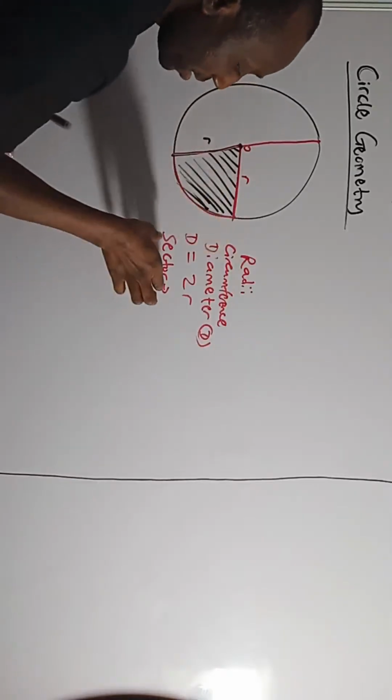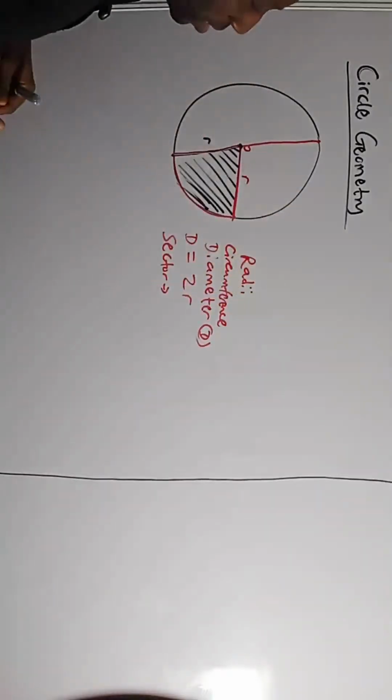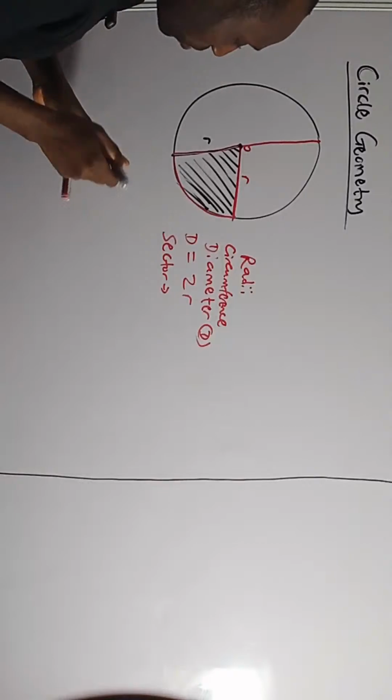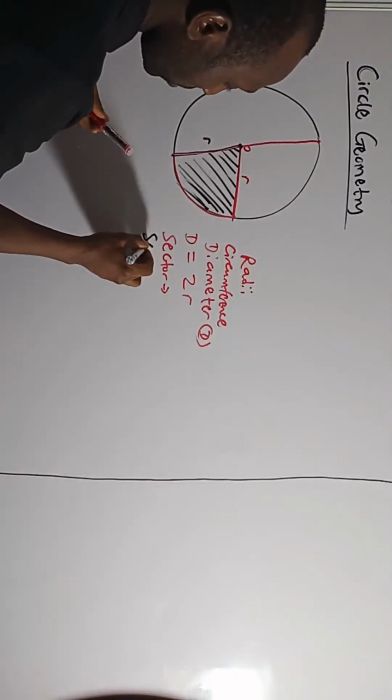Let me say it again. A sector is an area bounded by two radii and then an arc. Then let's talk about a semicircle.